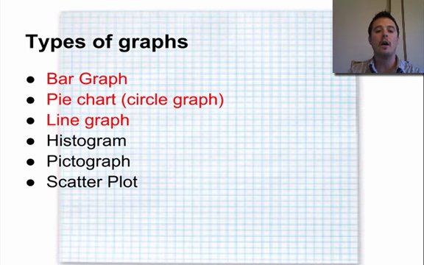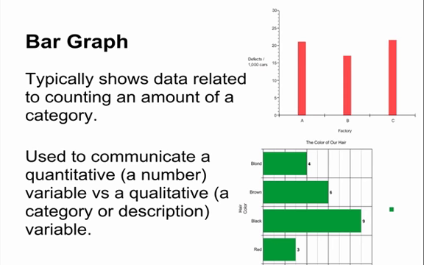Bar, pie, and line. A bar graph is a graph that shows data related to counting an amount of a category. It's used to communicate a quantitative number versus a qualitative category or description. So for example, you have up here at the top, you've got factory A, B, and C. Those are those different categories and how many defective cars they had. Now take a look. You've got 0, 5, 10, 15, 20, evenly spaced out with little marks in between, showing exactly what those evenly spaced out numbers are.